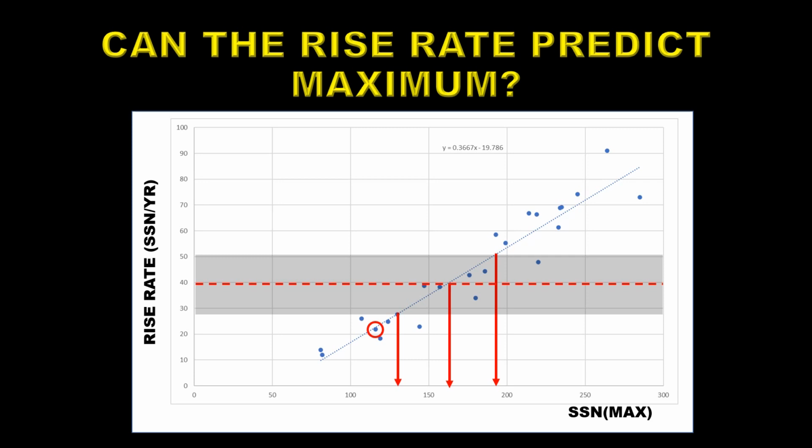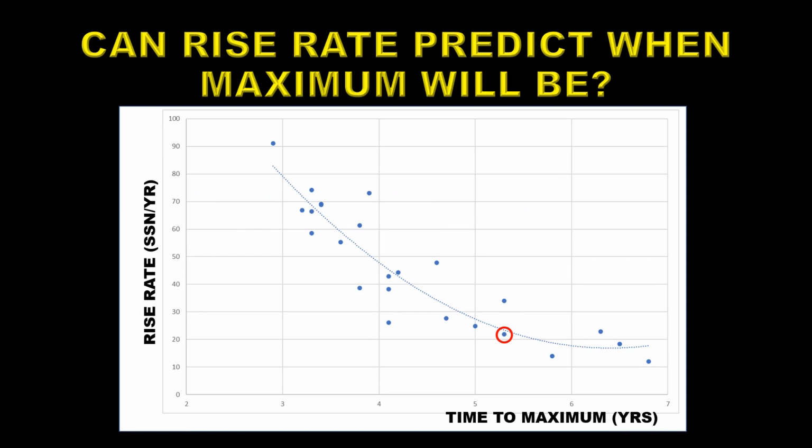Can you do the same with the length of the cycle? Well, sort of, but not quite so good. So this is the time from minimum to maximum for the 24 cycles that we have so far. And it's no longer a linear relationship, it's a quadratic relationship, and there's a bit more noise on it, which is a bit more worrying. But let's put our rise rate in and see what we get.